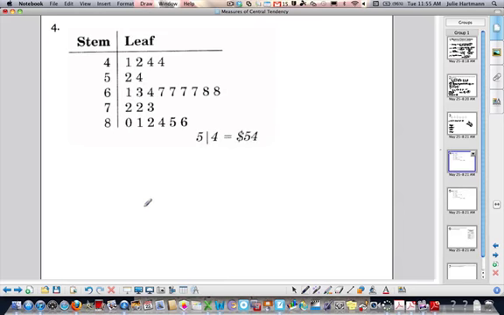Next, we have a stem and leaf plot. In case you haven't seen this before, this stem and leaf plot, 5 line 4, means 54. So what this tells you, you have 41, 42, 44, 44, and then 52, 54, 61, and so on. Okay, so you can write them all out. You don't have to write them all out.